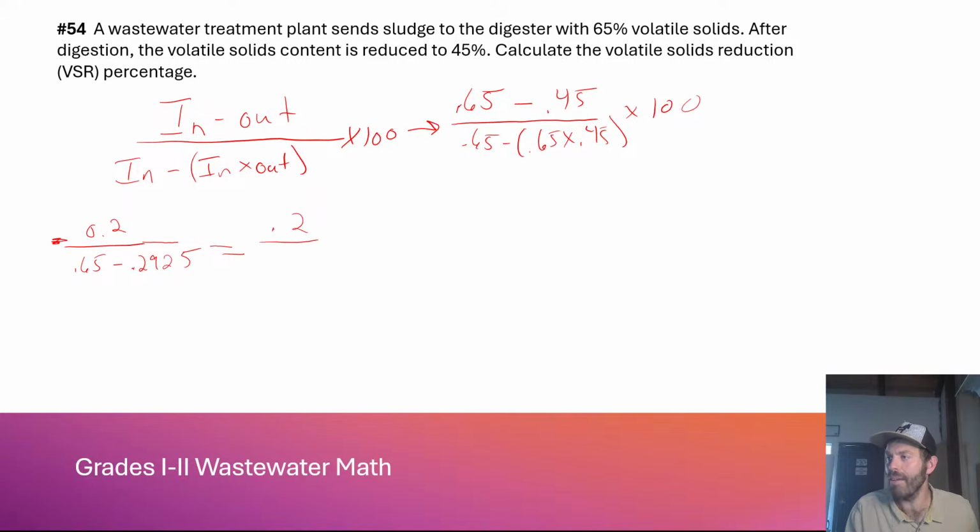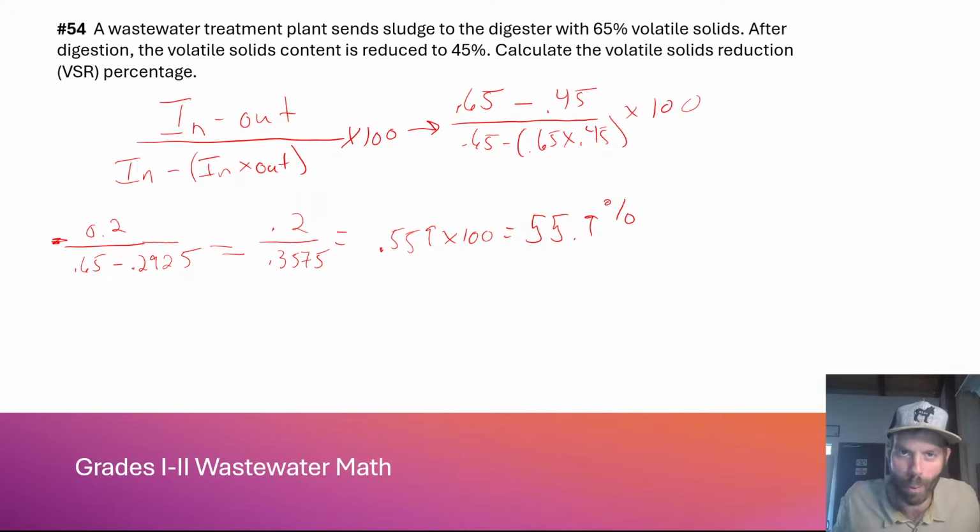I can subtract 0.65 from it now. 0.3575. And that gives me 0.559 times 100 is 55.9% volatile solids reduction. If you were to have rounded this up to 0.293, it would be 56%. They're not going to do that. It'll be like several percentages difference on your actual final answer to choose from. They're not going to separate it by 0.1. That would be ridiculous. So that is a volatile solids reduction math problem.